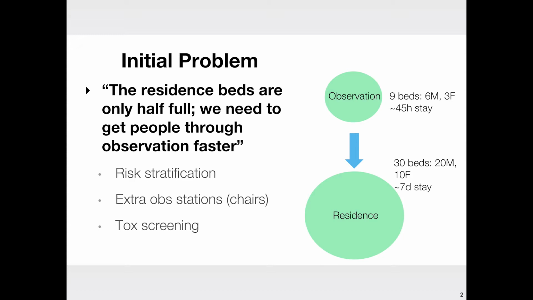So the immediate solution that they jumped to was we've got to get people through observation faster so that we can get them to residence. So they were talking about risk stratification so that maybe some people didn't need to stay for the full 45 hours, maybe increasing capacity with some extra chairs, tox screening, which would be just a form of risk stratification, so universal tox screens, things like that. So basically aimed at getting people through observation as fast as possible so that they could get through to the next stage.